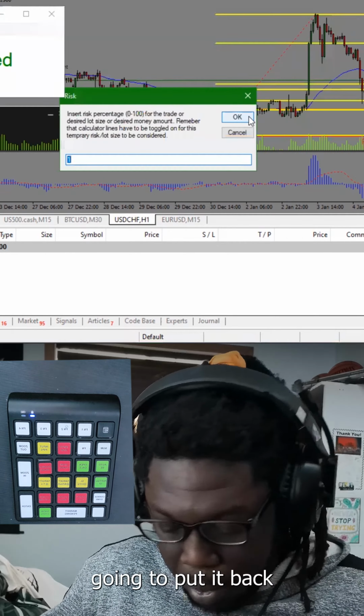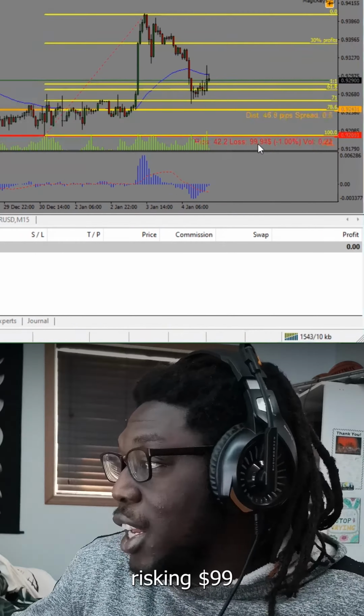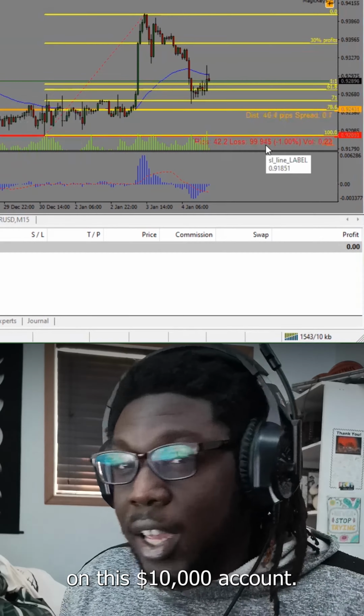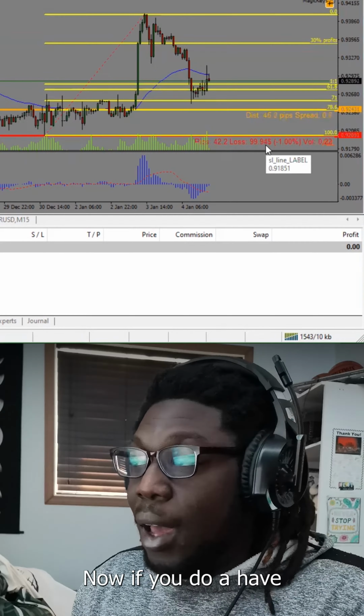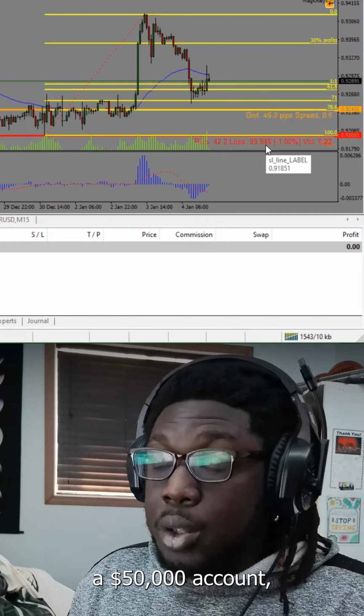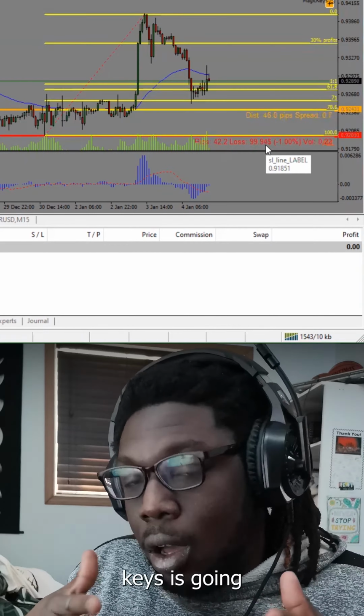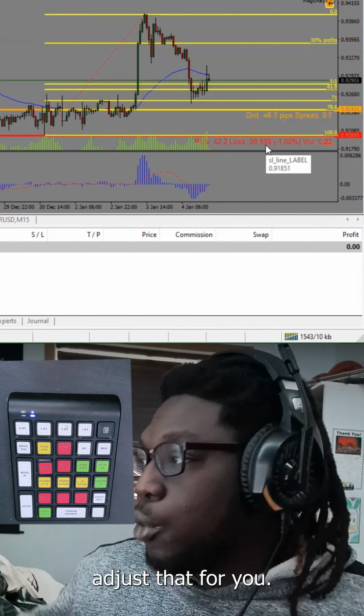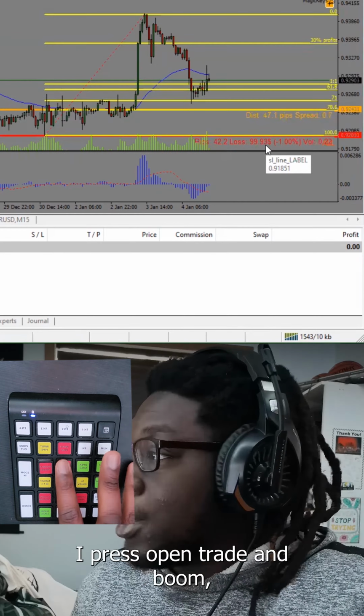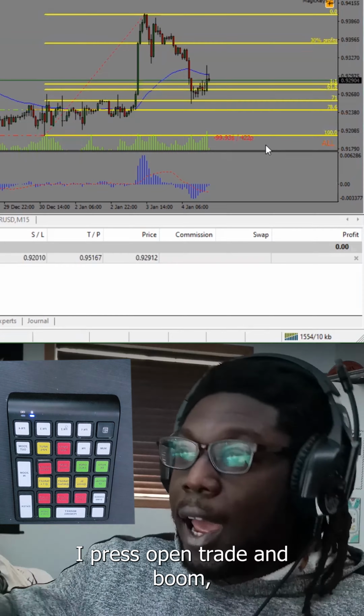So input risk, going to put it back at 1, risking $99 on this $10,000 account. Now, if you do have a $50,000 account, $100,000 account, or whatever size account that you have, Magic Keys is going to automatically adjust that for you. So once I got that set up, I press open trade, and boom, I got that buy limit.